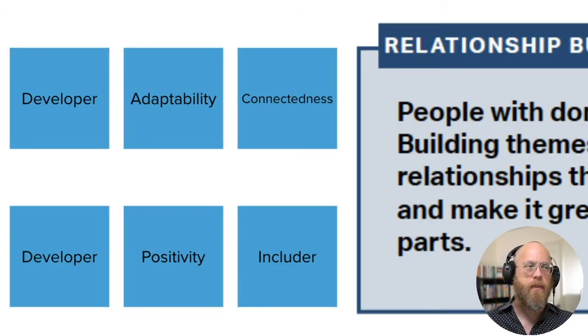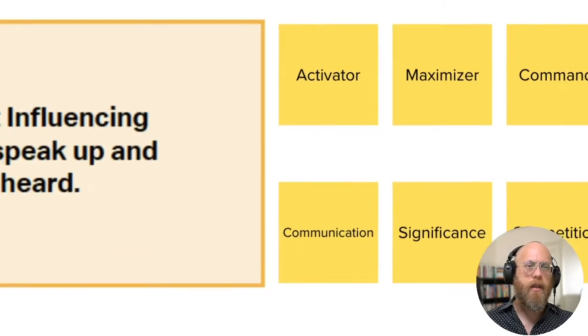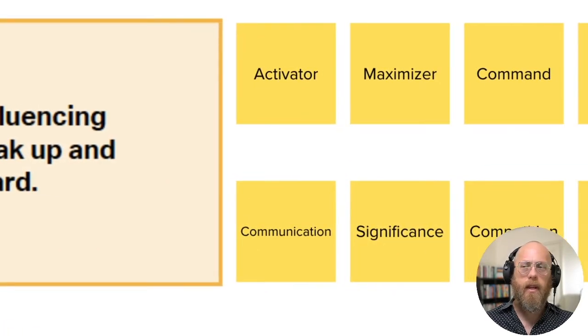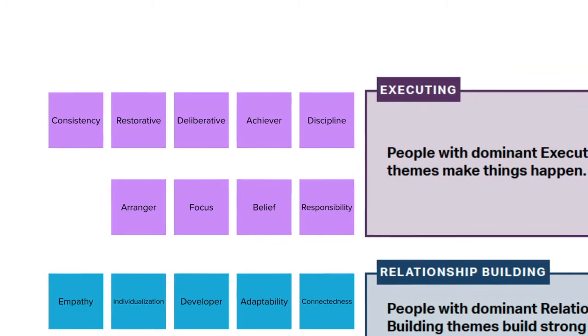Nice. Includer is in the relationship building, so that makes sense. I think maybe activator too in the influencing. Activator and communication both jumped out to me. Cool. And then I'm going to add on to that by saying consistency from the execution trait.